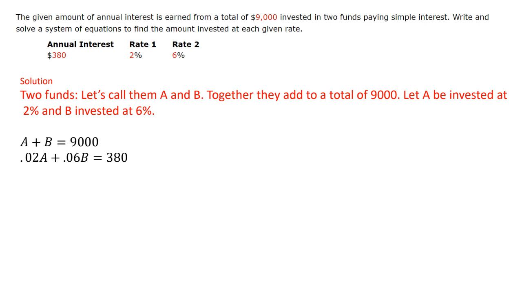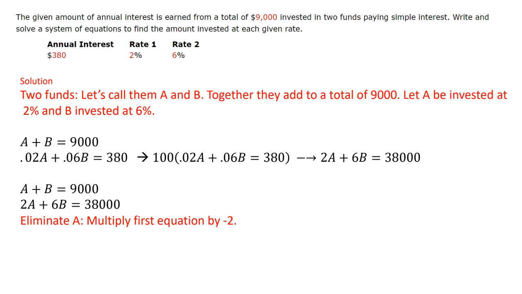Okay. Now that I have these two equations, I can solve using either the substitution method or the elimination method. Let's see here. I think the best way to do it is to go ahead and do the elimination method. And first, let's get rid of the decimals. So what I'm going to do is multiply the second equation by 100. That way I can eliminate these decimals and I don't have to be dealing with decimals and bring out my calculator.